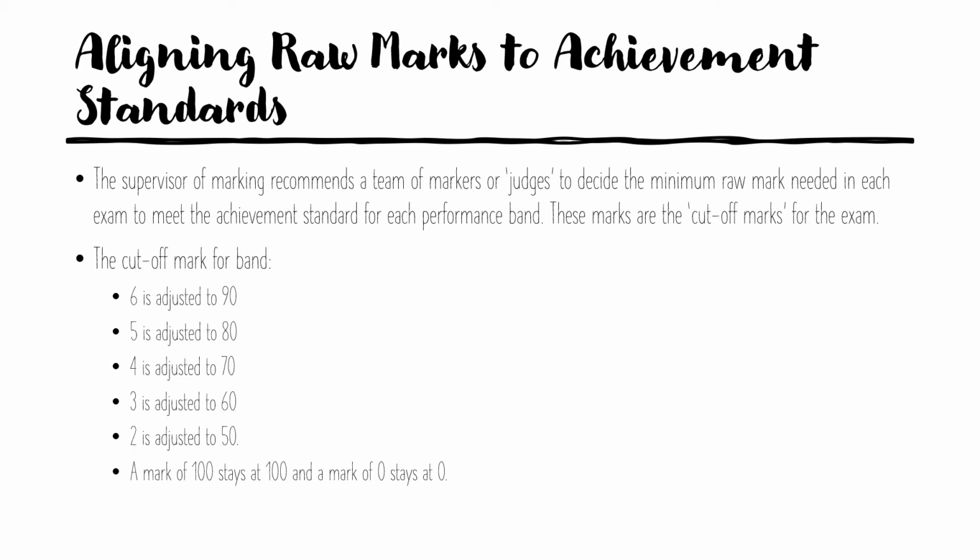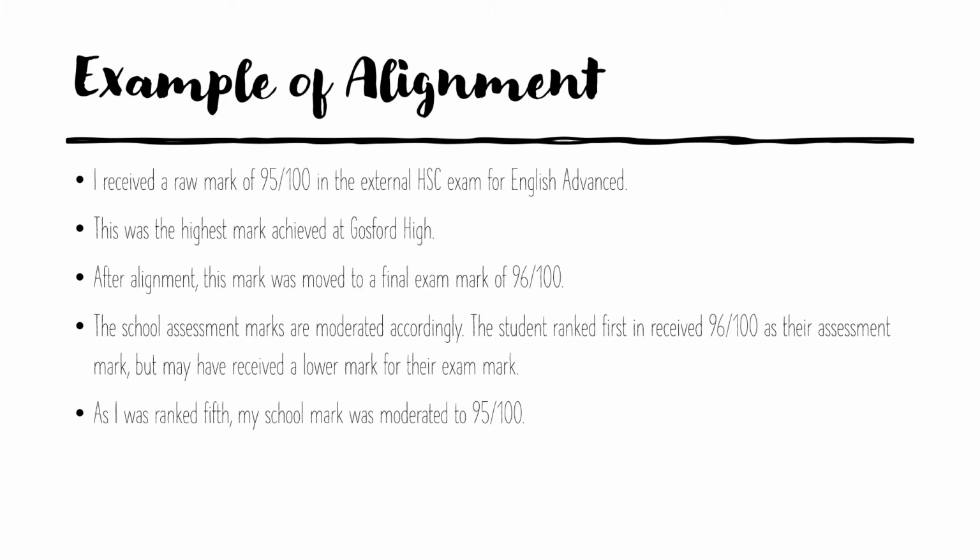So that student gets a mark of 82. That means that mark will be adjusted to a 90 because they've met the performance band descriptor for a Band 6. And it's important to note that a mark of 100 stays at 100 and a mark of 0 stays at 0. So, applying all this knowledge and these concepts to my personal journey in the HSC last year.